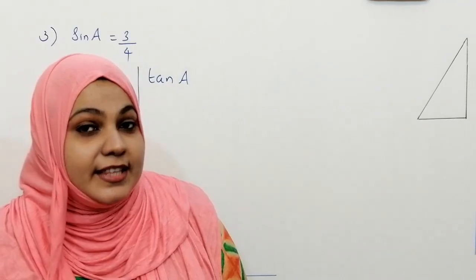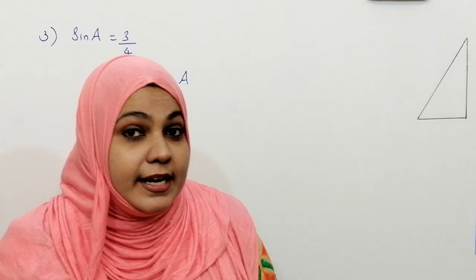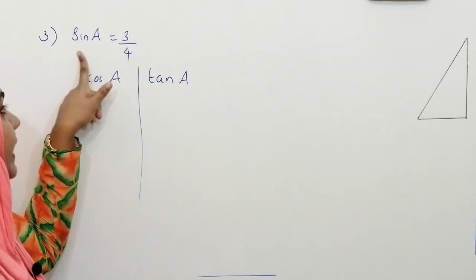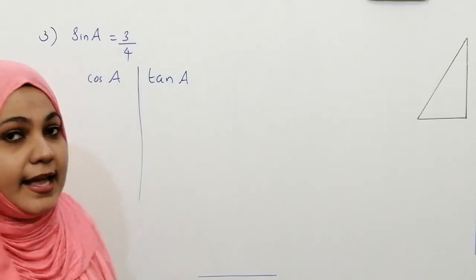We have finished 2 questions of exercise 9.1. Today we are starting with our third question. Let's see what is the third question. Our third question is, if sin A is equal to 3 by 4, calculate cos A and tan A. So here you can see the question. Sin A is equal to 3 by 4. You have to calculate what is cos A and tan A.